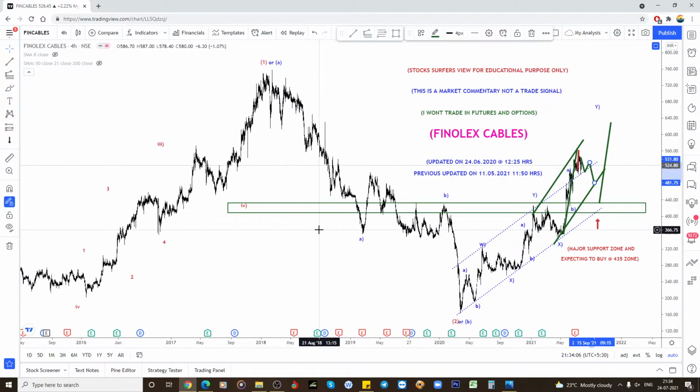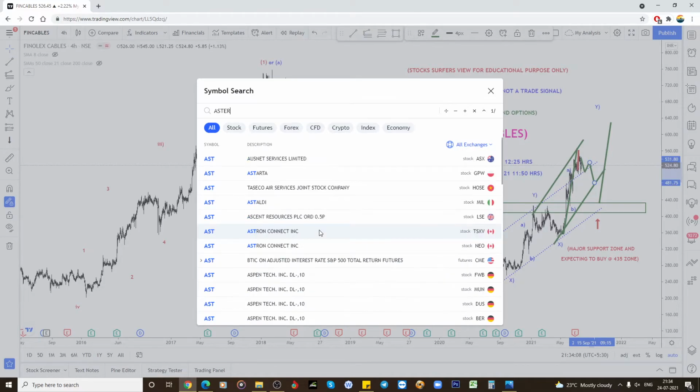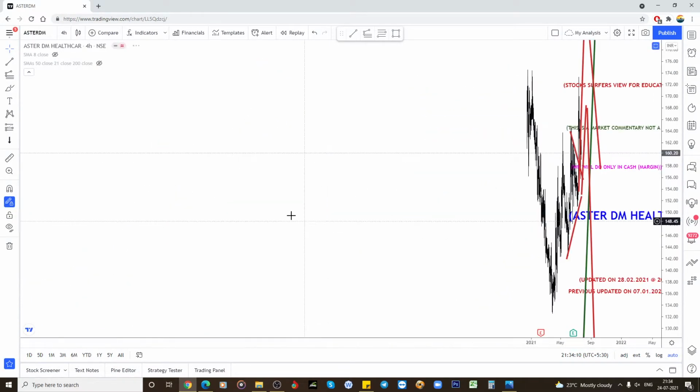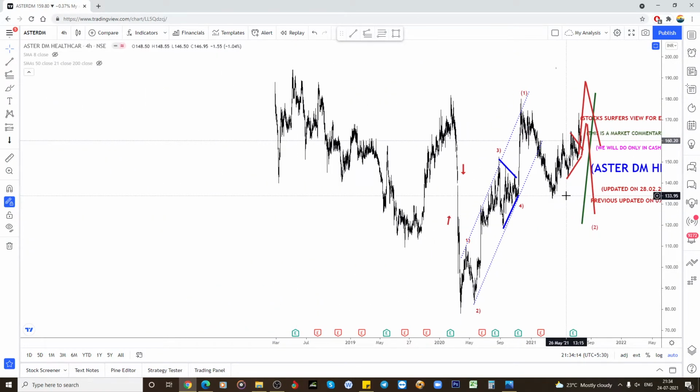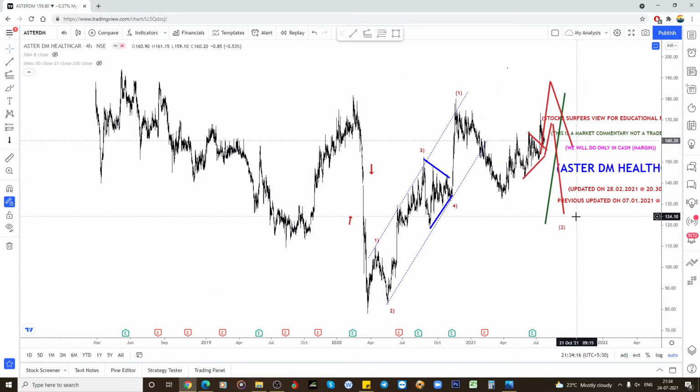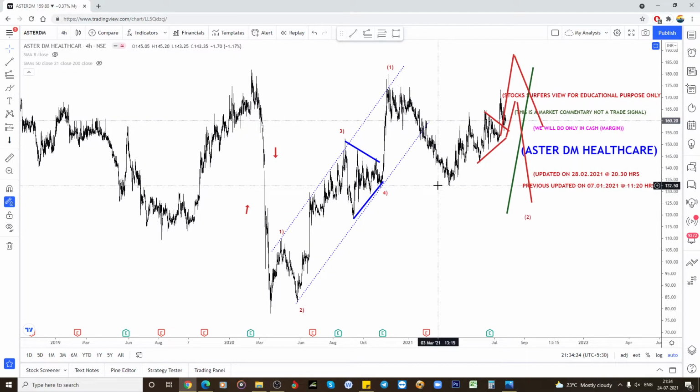So next is Aster DM, and I said previously it's a very slow stock, but there is a sudden spike. It may do that because one 5-wave structure got completed. I'm looking for the 3-wave structure, whether it could break this low, nearly 130 or 125, or if it is an irregular flat formation, it can go above this high and again make one more low.